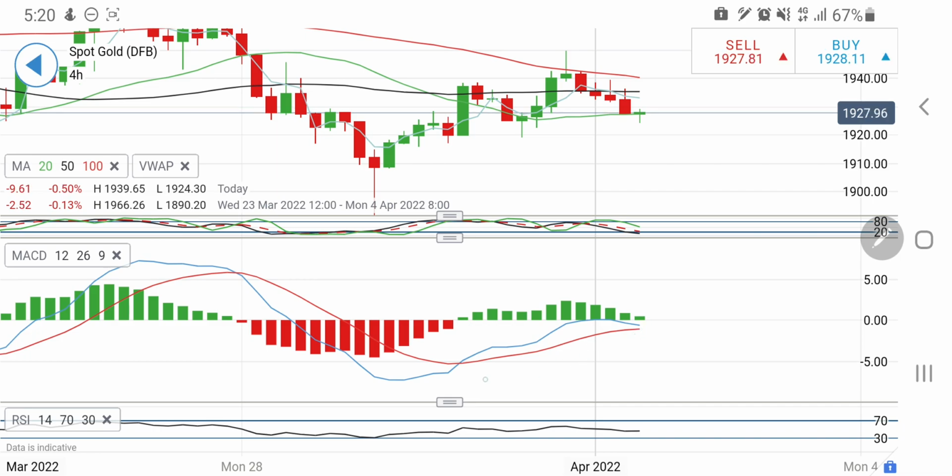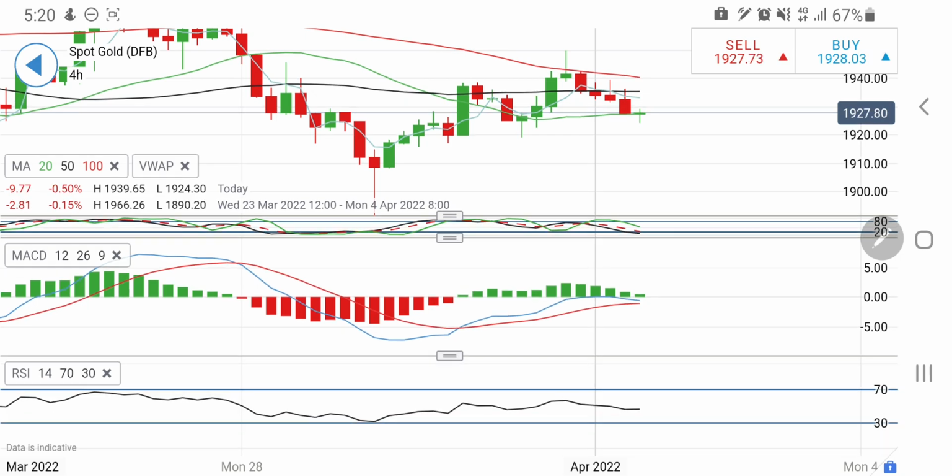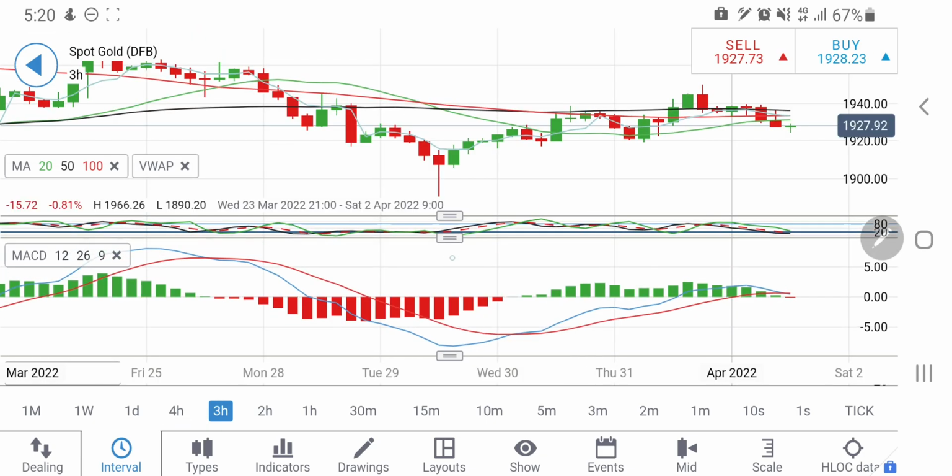And there is a crossover on MACD probably coming. If this candle ends in red, there might be a crossover on MACD, which indicates a probable bearishness in the near term.